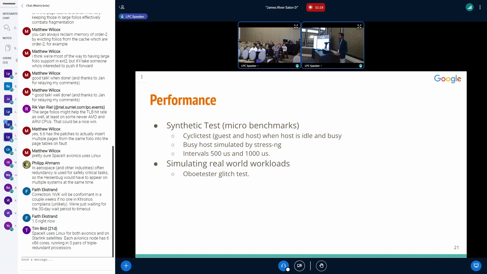And this was done on a very low-end device, an Intel N4020 with two cores and no hyperthreads. And for simulating real-world workloads, we used an app called Oboe Tester to see how the audio glitches look with and without this fix.